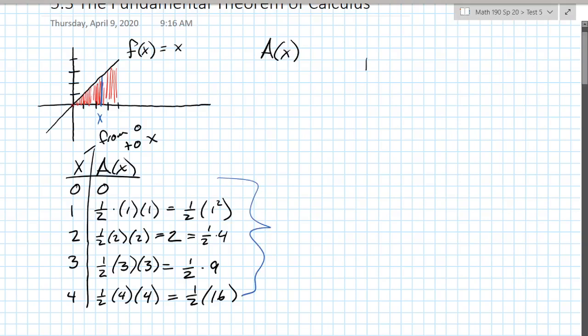Well, if we were to sketch the area function, our area function is 0, 1/2, 2, 9/2, which is right there at 4.5, and at 4 would be up to 8, up there. And what does this function look like?